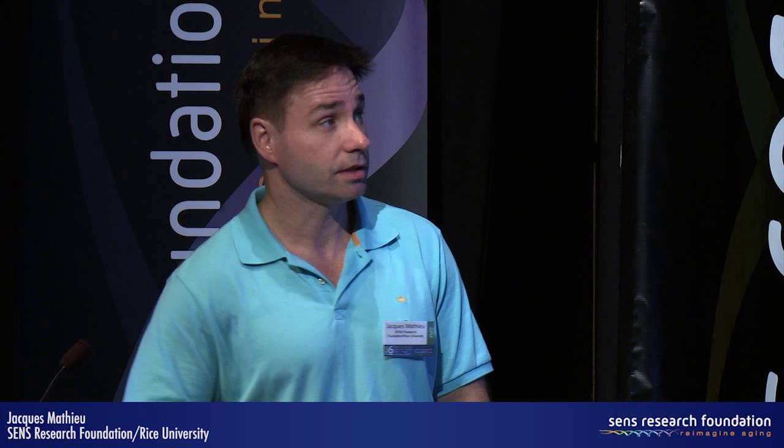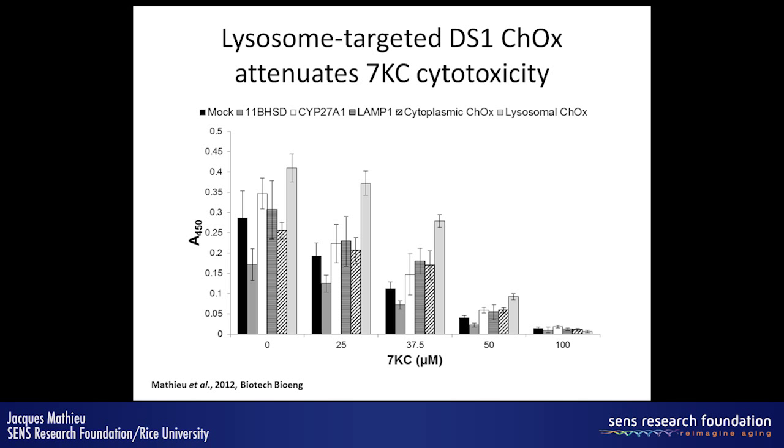This is data I presented previously. I'm not going to go over this that much, but what we found is that lysosomal expression of this particular oxidase, which is indicated here, was actually protective over all the other treatments we tried. We tried some of the endogenous enzymes like CYP27A1. 11-beta actually showed a little bit of toxicity because it was probably converting to 7-beta. So this is all supportive of what we thought we would see.